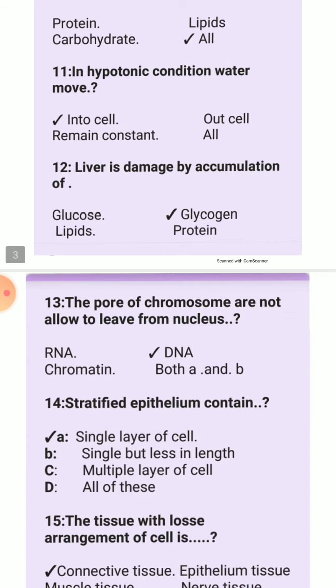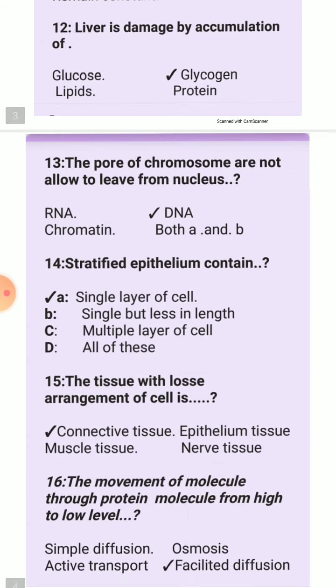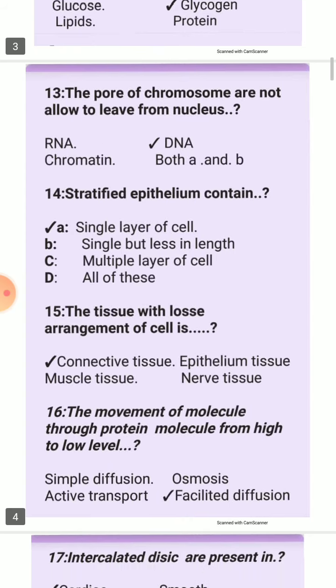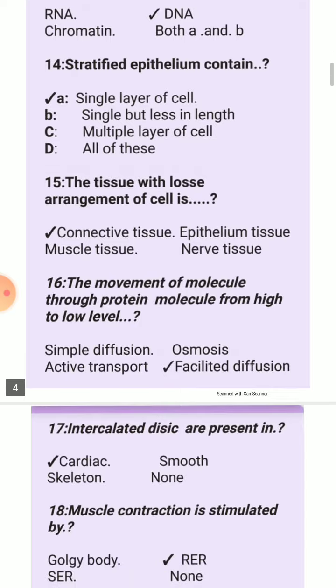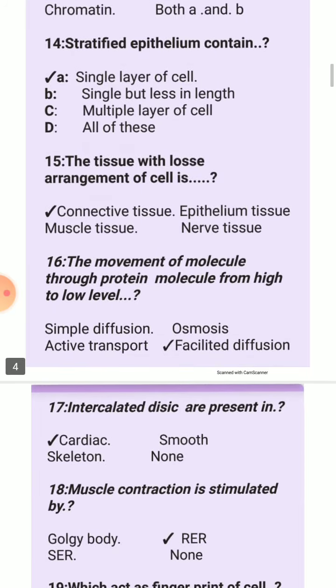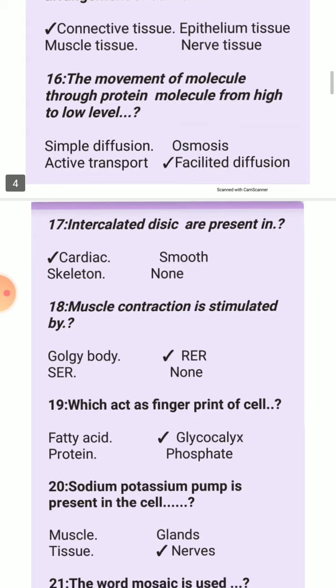In hypotonic condition, water moves into the cell. Liver is damaged by accumulation of glycogen. The pores of the nucleus do not allow DNA to leave the nucleus. Stratified epithelium contains a single layer of cells. The tissue with a loose arrangement of cells is connective tissue.